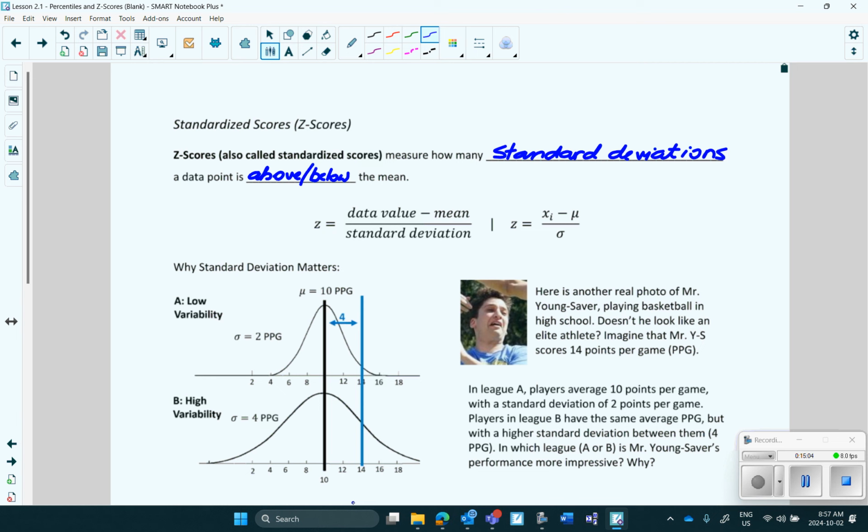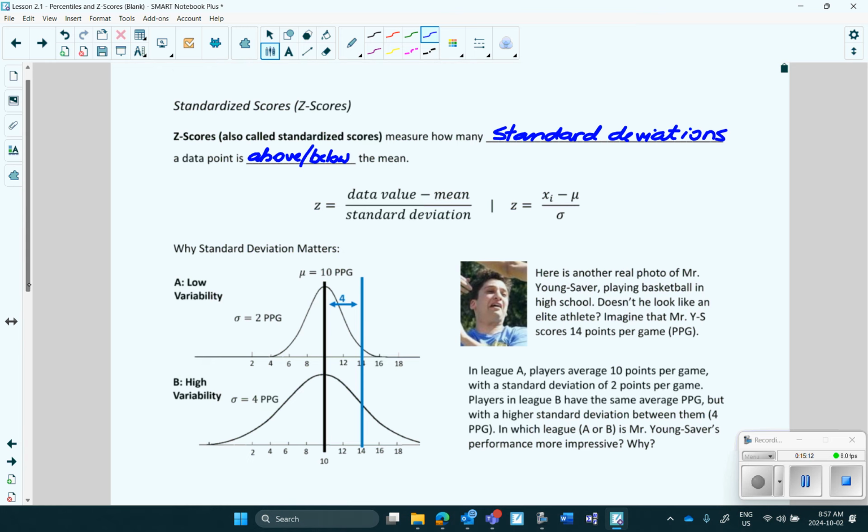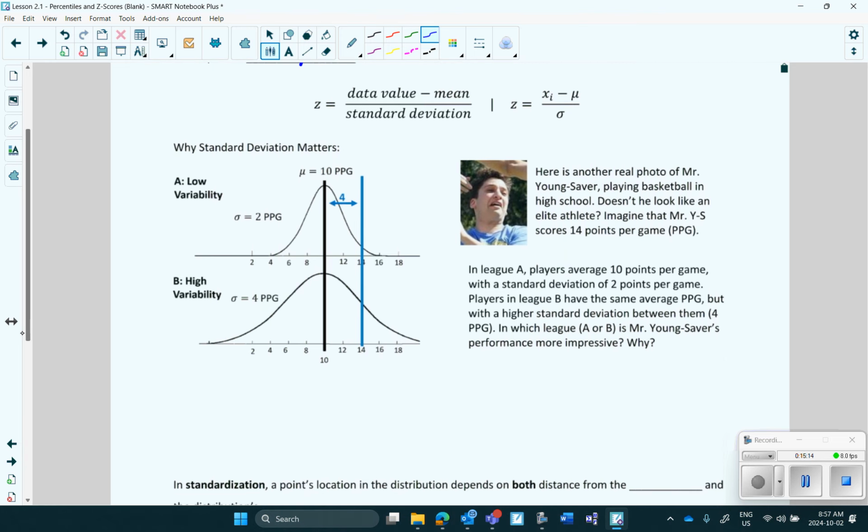Yeah. You said if it's above the mean, it's positive, below, negative, right? Yes. Okay.